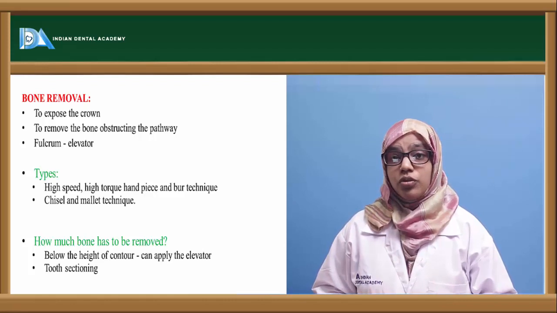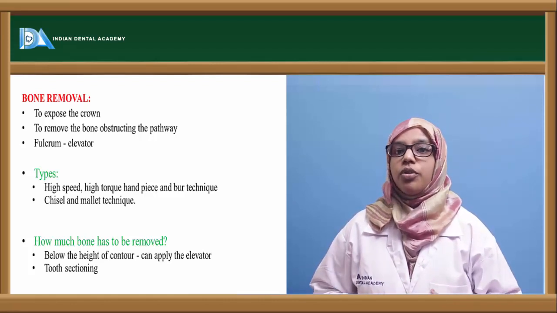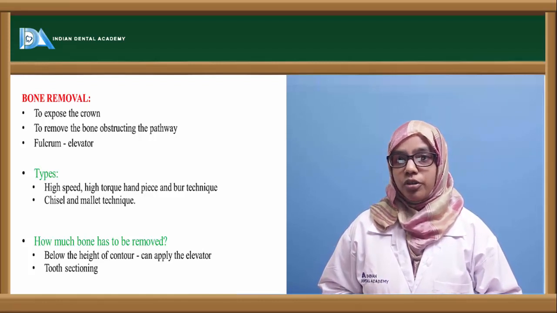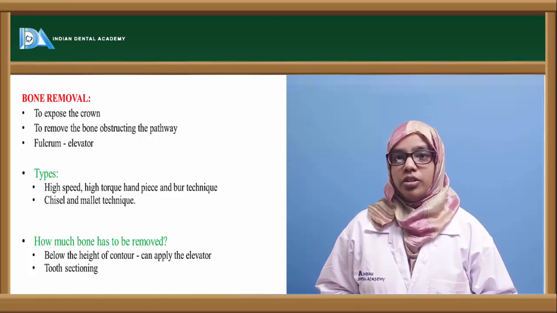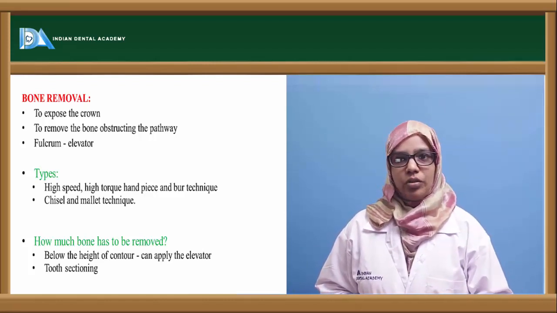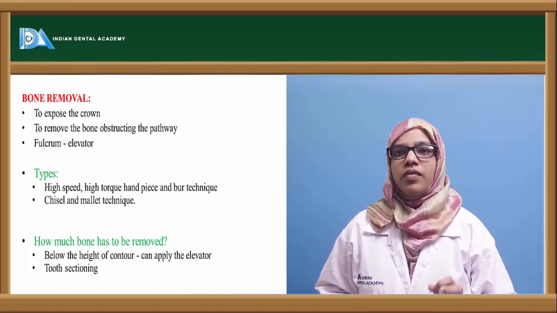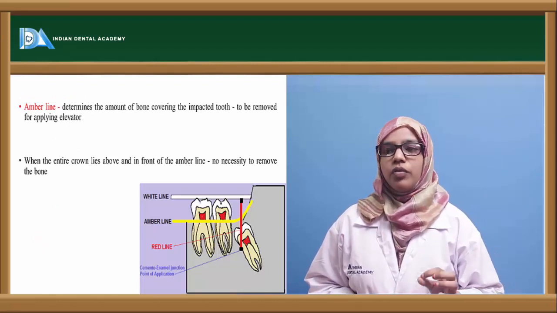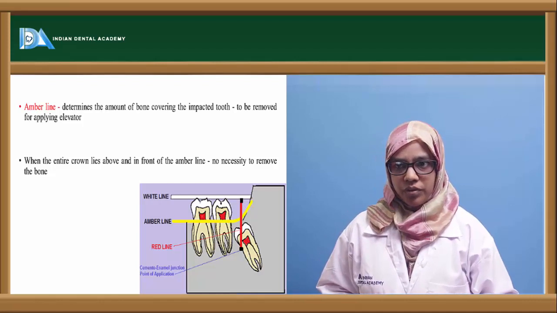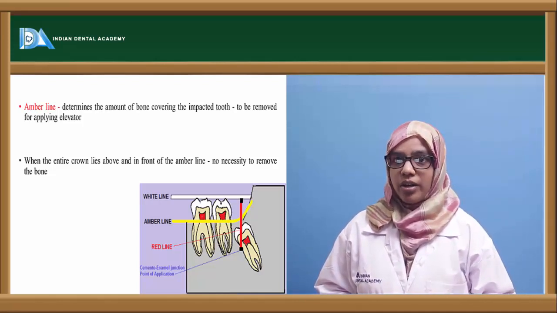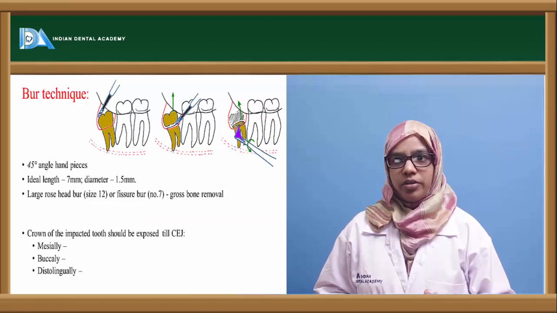Now, how much do we need to remove the bone to remove a tooth? Bone should be removed till the highest point of contour, that is till the cemento-enamel junction, till the widest diameter of the tooth, below the widest diameter of the tooth, so that you can put an elevator and remove it. Now the amber line will determine the amount of bone that is needed to be removed. When the entire crown is above and in front of the amber line, no bone removal is required.